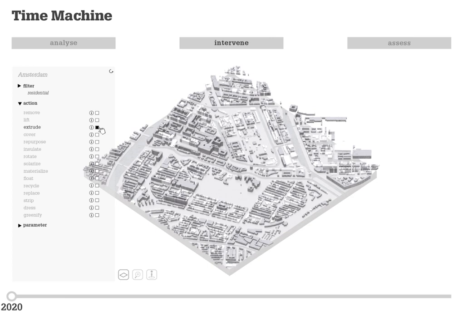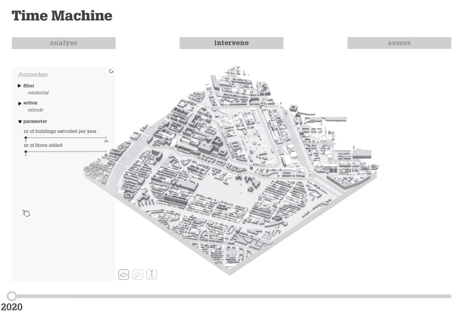Let's now choose our parameters for the intervention. By changing the parameters, we can control the number of buildings that we will want to extrude per year and the number of layers we would like to add. Manipulating these in different ways can of course have very different implications. So let's set the filter at 15 buildings per year, and we will add 10 layers per extrusion. Now we have our intervention set, that is filter, action, and parameter. Let's see what happens over time.